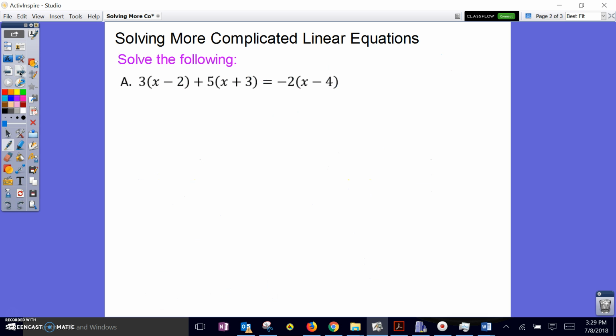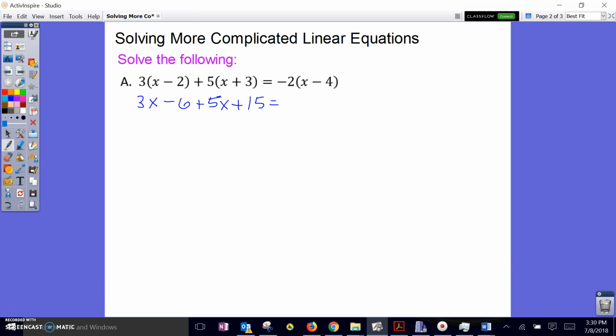Okay. Ooh, this one's a doozy. Lots of sets of parentheses. So the first thing I'm going to do is go ahead and distribute through all these sets of parentheses. 3 times x minus 2, that's 3 times x and 3 times minus 2, which is minus 6. Plus 5 times x plus 3, so we're going to multiply a plus 5 times both things in that set of parentheses. That gives us a plus 5x and a plus 15, 5 times 3.